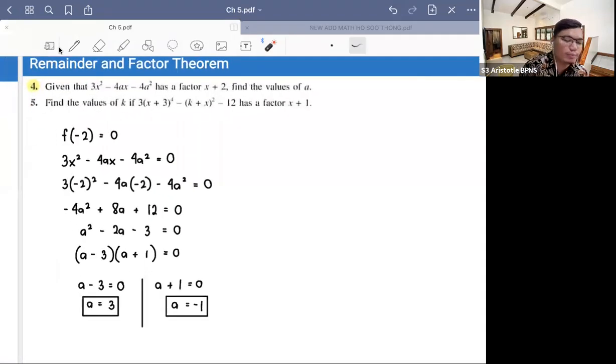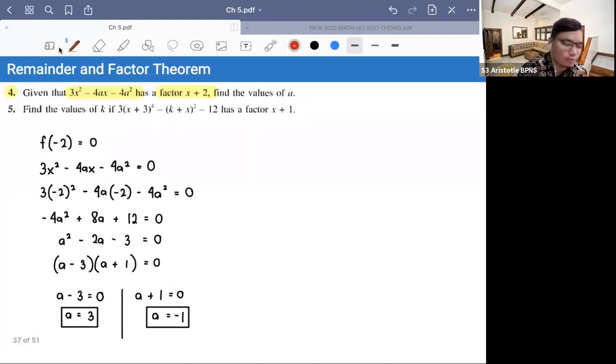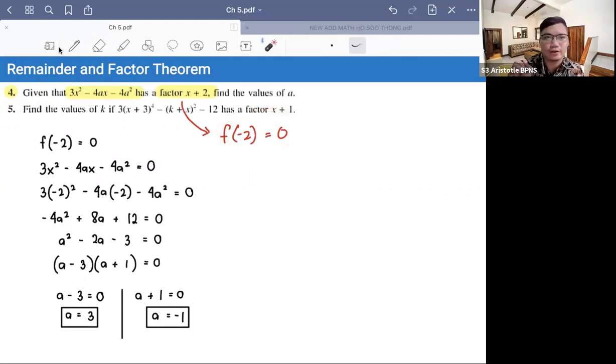All right, so let's have number 4 here. Let me read the question. Given that 3x squared minus 4ax minus 4a squared has a factor of x plus 2, find the values of a. So what are the keywords in this question? If it says factor of x plus 2, that means the function of negative 2 is equal to 0. When you see the word factor, that means it's equal to 0.